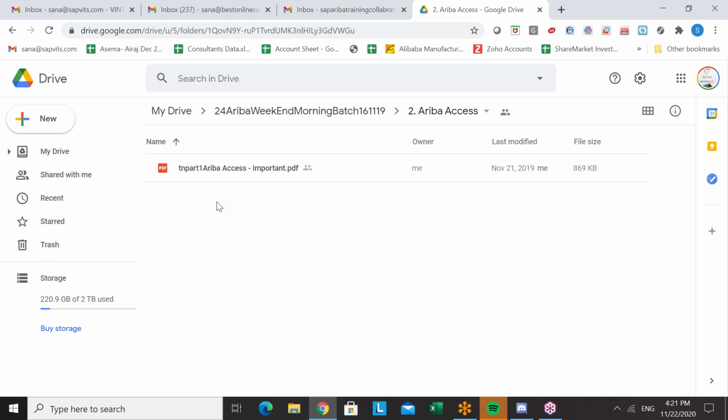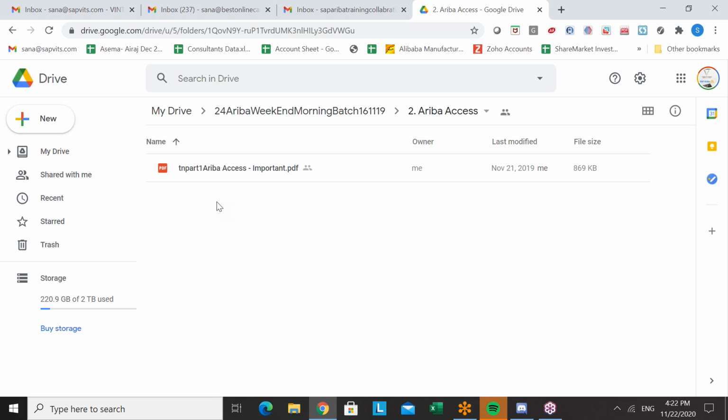This will be present for all of the participants who register. They will get their details in the Ariba access, and similarly how to access the system also. It's a step-by-step procedure written over there with very good screenshots. So please do read this document before you log into the Ariba system for your practice.